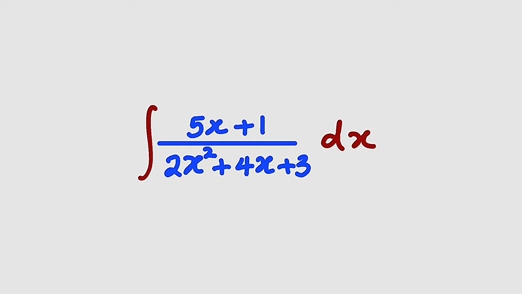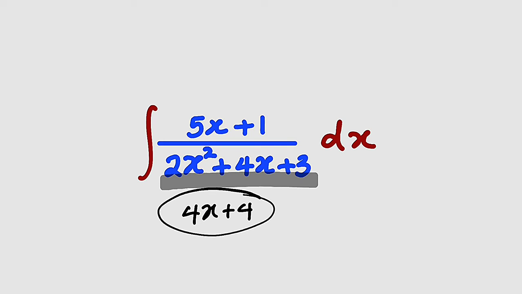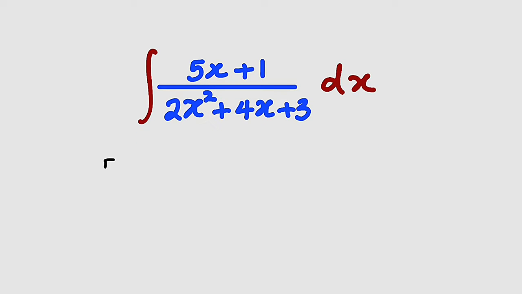In this tutorial we are going to integrate this function: 5x plus 1 divided by 2x squared plus 4x plus 3, with respect to x. One thing you should observe here is that if you differentiate the denominator, you're going to obtain 4x plus 4. So how can we transform our numerator in such a way that it will contain 4x plus 4? That's our main goal. Our numerator is 5x plus 1, right?